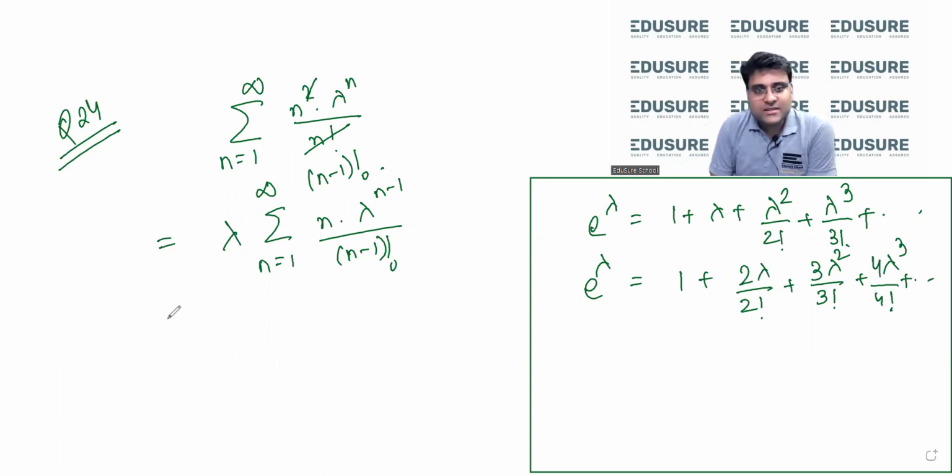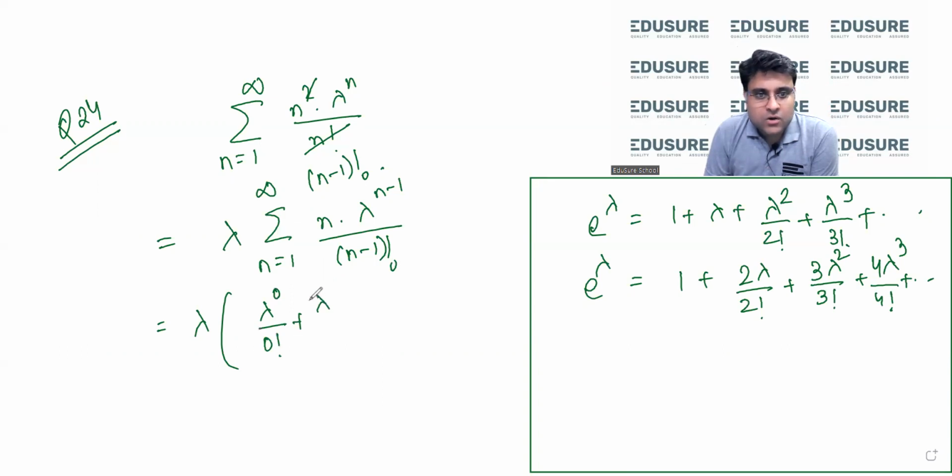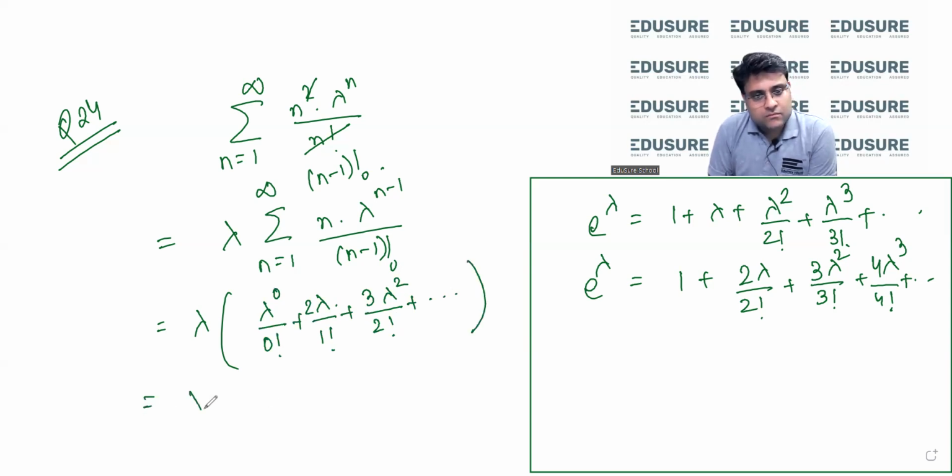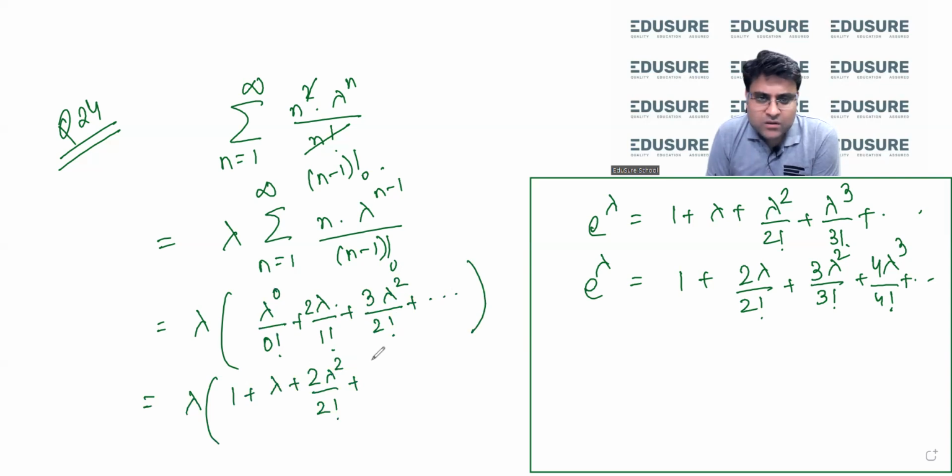Now, this can be written easily as lambda into, this is lambda to the power 0 by 0 factorial, 2 lambda by 1 factorial, 3 lambda square by 2 factorial, lambda common. 1 plus, I am writing this as lambda plus 2 lambda square by 2 factorial plus 3 lambda cube by 3 factorial.